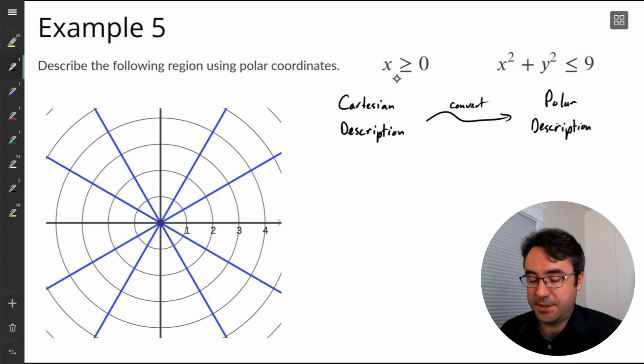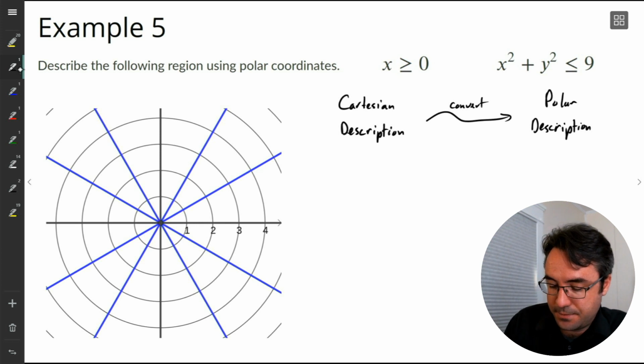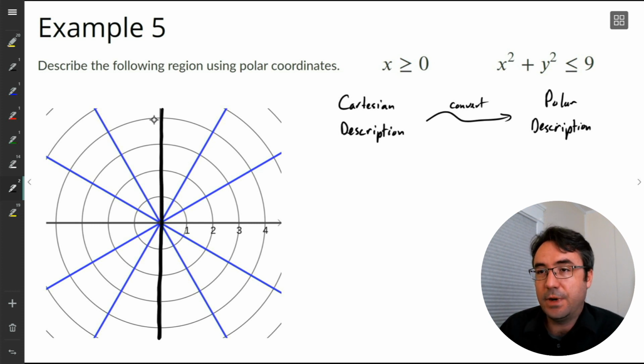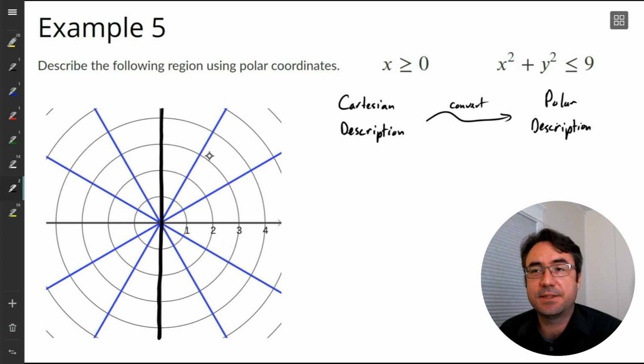All right, so let's think about x greater than or equal to 0. That means we're looking at, when x is 0, that gives us the y-axis, and then we're looking at everything on the right side here.